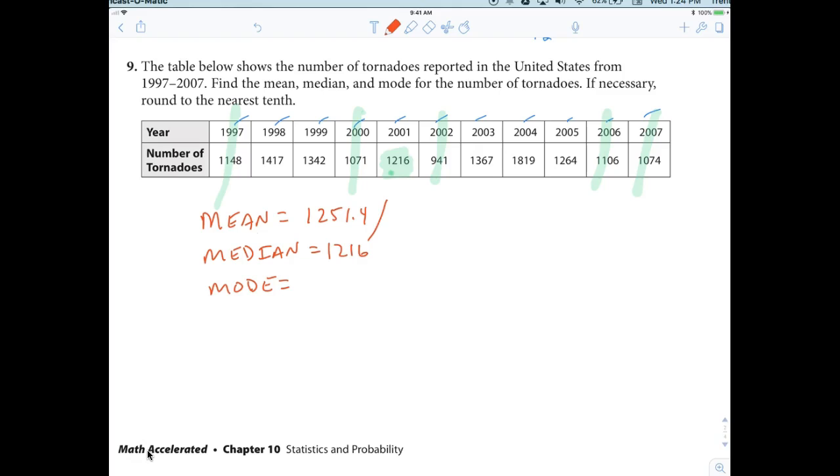Okay, now, is there a number that occurs the most? They're all different, right? So we'd say no mode. Or you can slash through it or whatever.